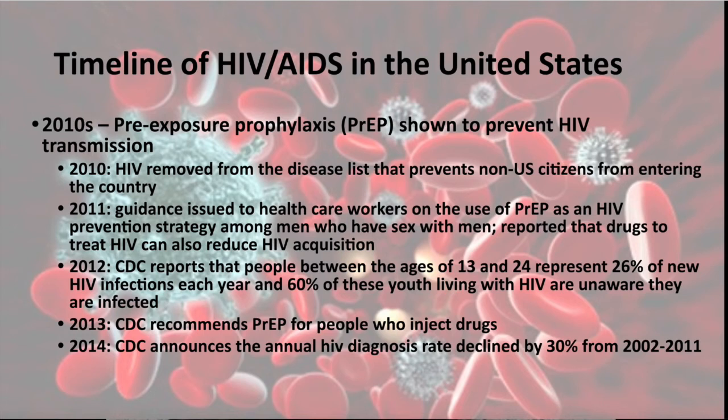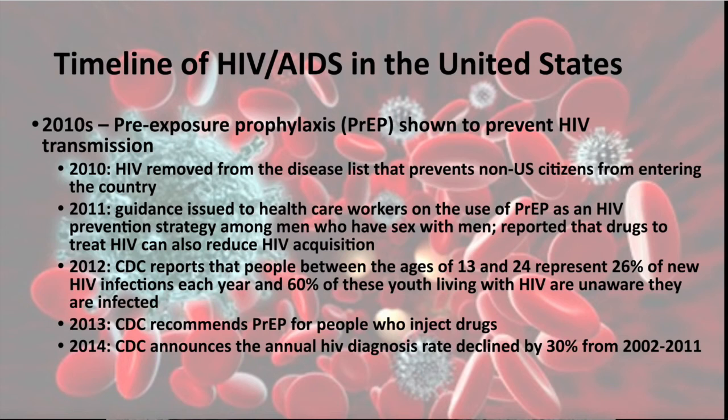In 2010, HIV was removed from the list of diseases that prevents non-United States citizens from entering the United States. In 2011, guidance is issued to healthcare workers on using PrEP as an HIV prevention strategy among men who have sex with other men. It's also reported that drugs to treat HIV can also reduce acquiring HIV.